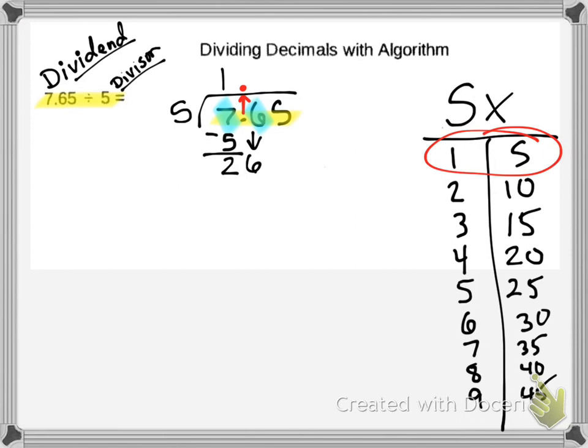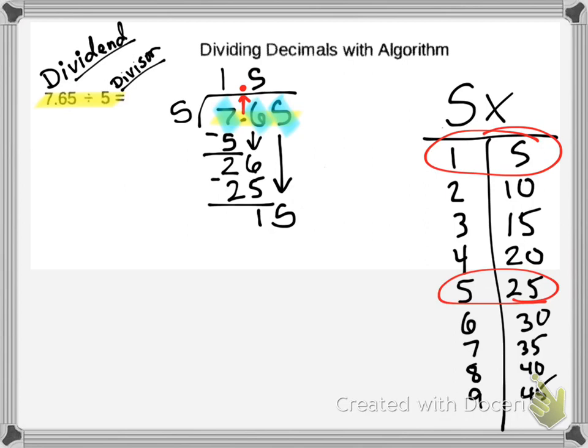So we're going to look at the list of multiples, and we can see that the only number that is close to 26 is 25 without going over. So we're going to use the 5 times 5. So the 5 goes in the quotient, and the 25 goes on the bottom. We're going to subtract 26 minus 25, and that gives you a remainder of 1. Then we're going to bring down the next number, which is a 5.